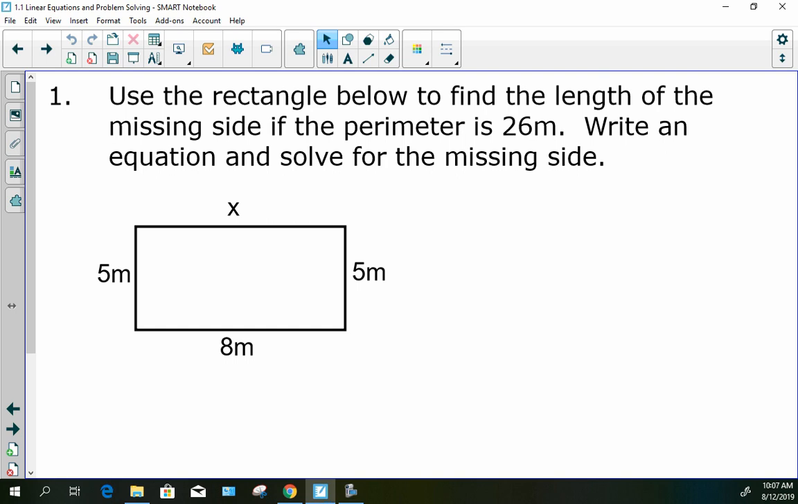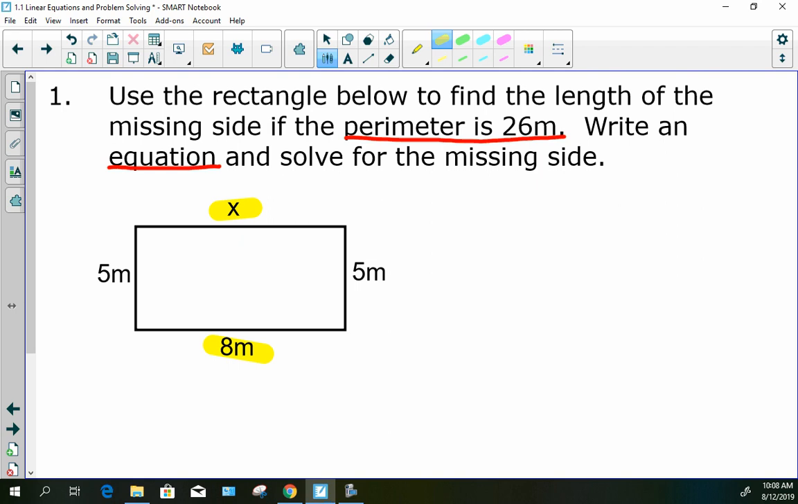All right, basically we have to find the perimeter. I'm sorry, we have to find the missing side. The perimeter is 26. Now, if you look at this, you know this is a rectangle. So if this side is 8, this side is 8. That's really easy. So if you just write x equals 8, it's not really what it's asking you to do, is it? Write an equation. It wants you to write an equation.